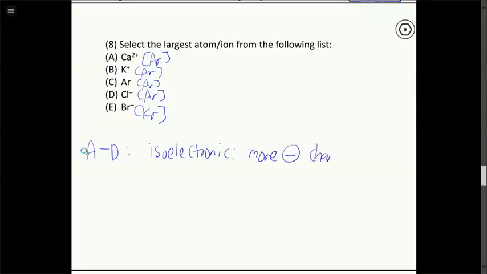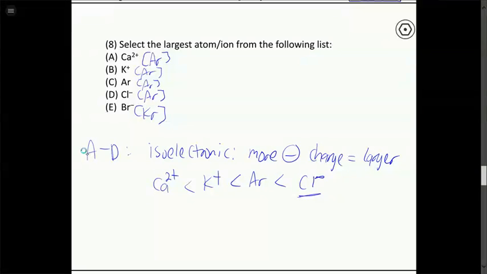And when you're comparing isoelectronic species, the more negative charge they have, the larger they are. All right, and that's because the ones that have more negative charge have fewer protons in the nucleus, so they're pulling the electrons not as tightly, and so they're going to be farther away. So in this set of ions, the one that's going to be the smallest is calcium 2 plus, that has the most positive or the least negative charge, and then K plus, and then argon, and then Cl minus. All right, so of these first four, Cl minus is the biggest because it has the most negative charge.